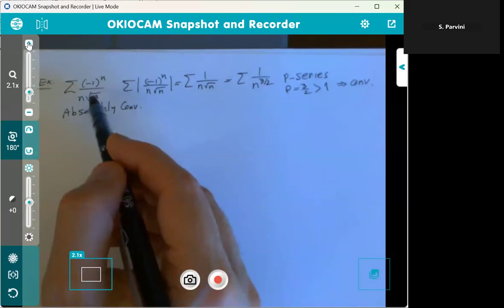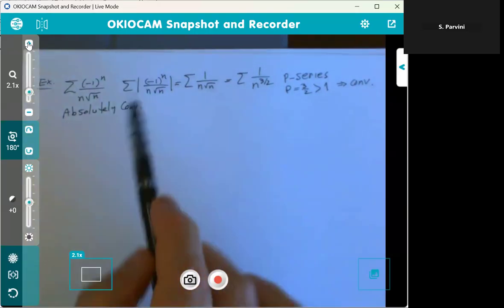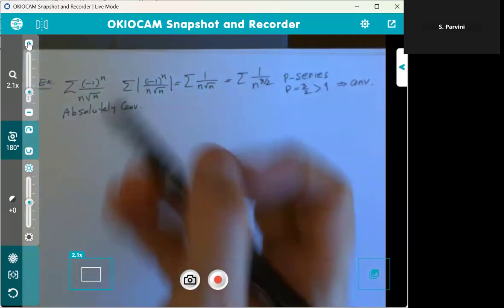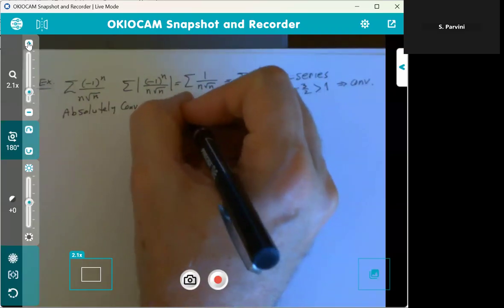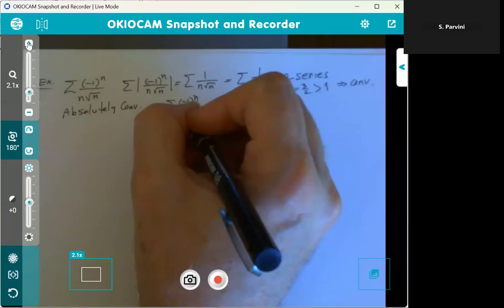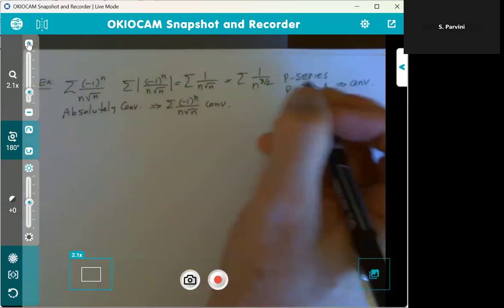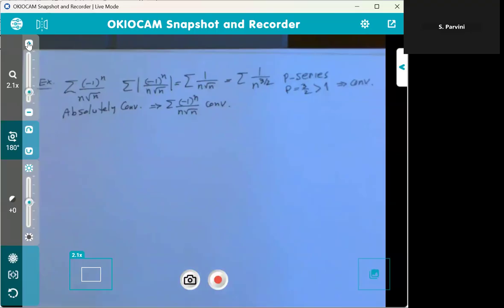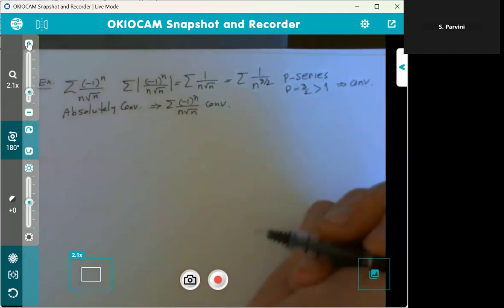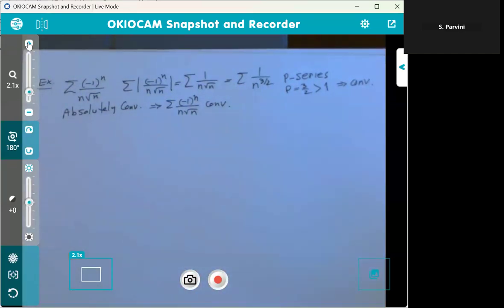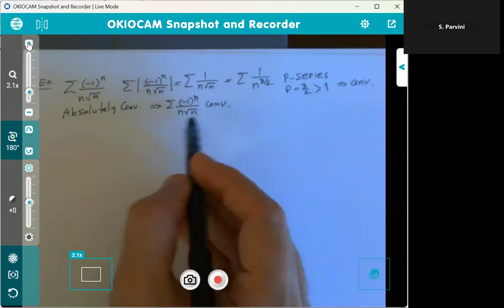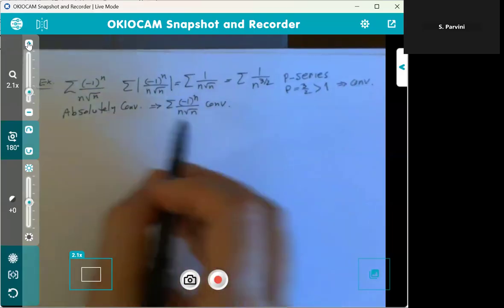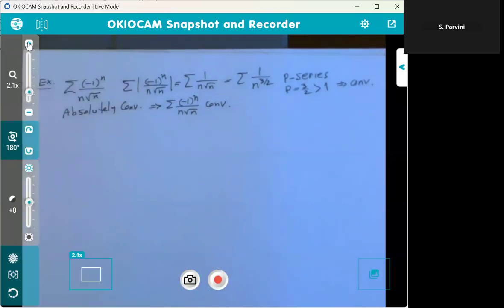If we do alternating series, remember, if a series converges absolutely, then that would imply the sigma of (-1)^n over n root n converges. If the absolute value of the series converges, so does the series. So the original series converges. And we don't need to show it, but we could. The limit is 0. This is decreasing. Therefore, by the alternating series test, you can also show that. But it's redundant. We already established that. No need to do it twice.